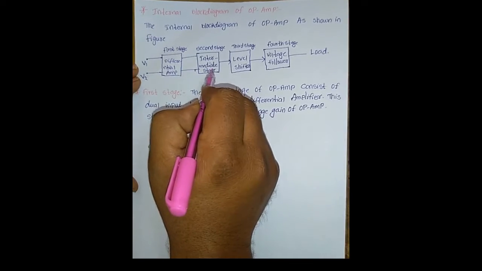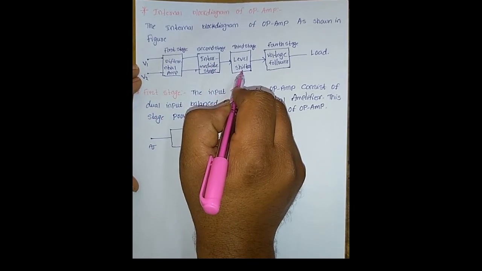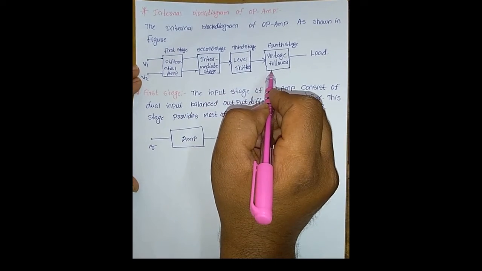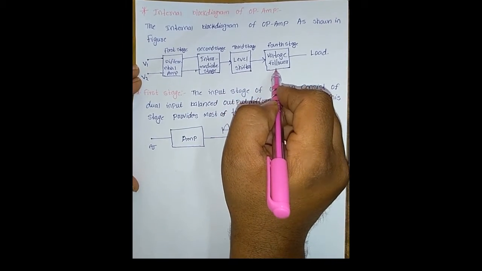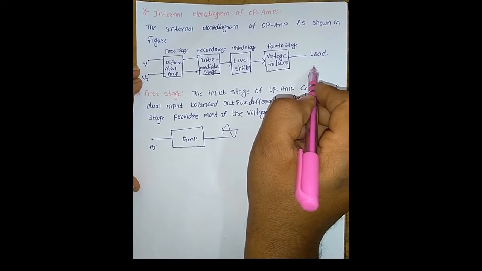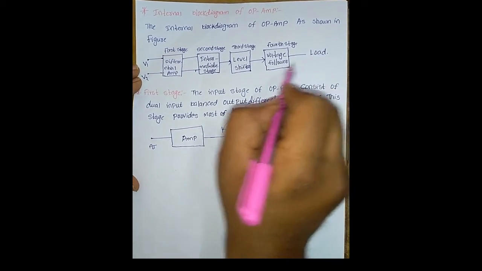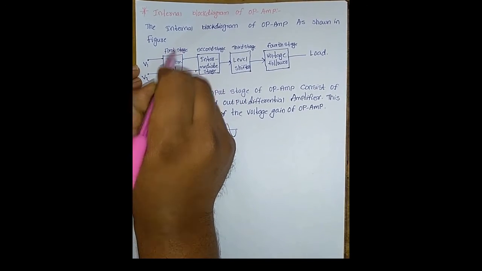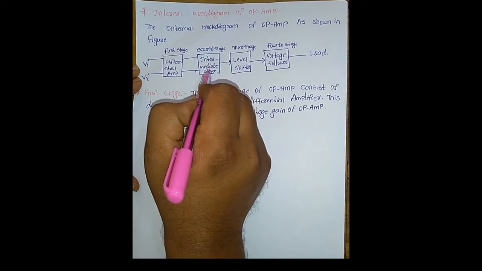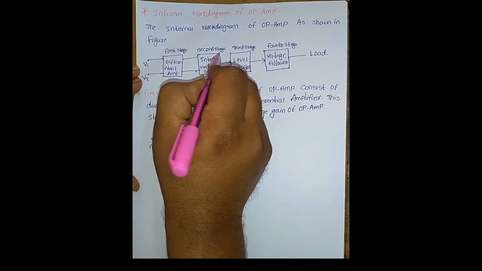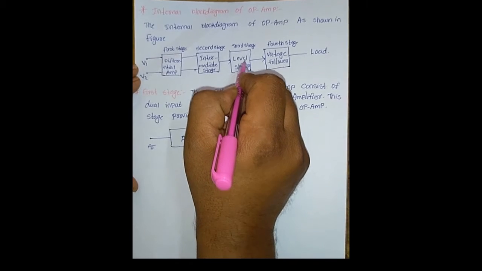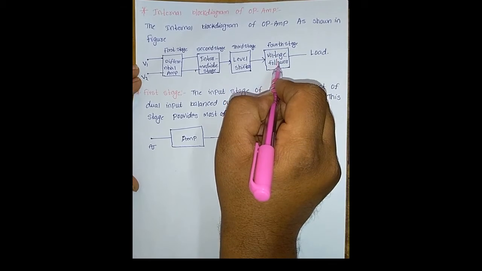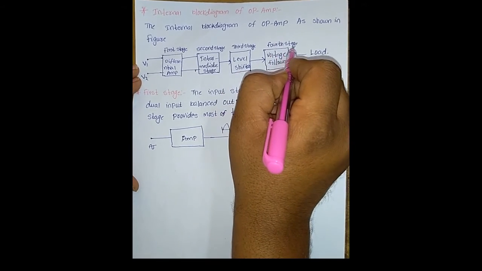This intermediate stage output is given to the level shifter, and the level shifter output is given to the voltage follower, and the voltage follower output is given to the load. Sometimes these stages are considered as follows: this is the first stage, the intermediate stage is the second stage, the level shifter stage is the third stage, and the voltage follower stage is the fourth stage.